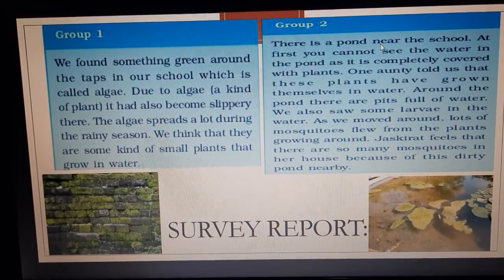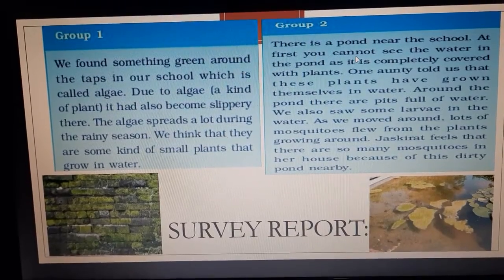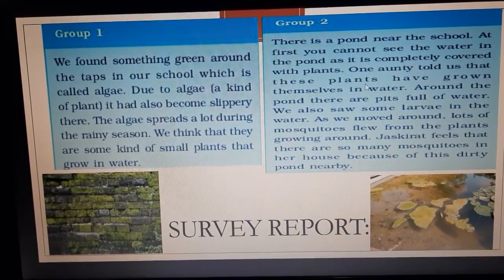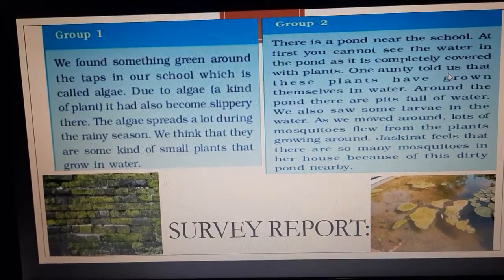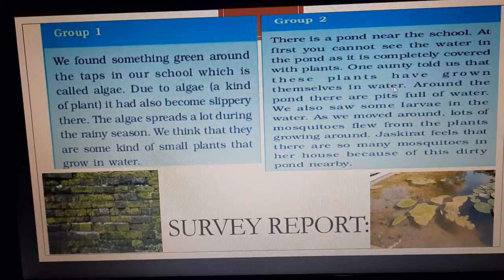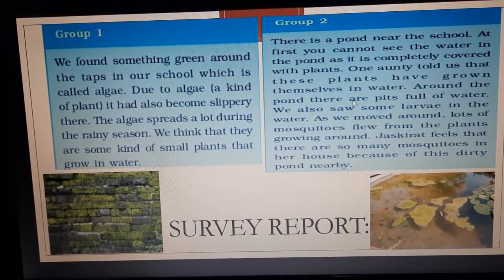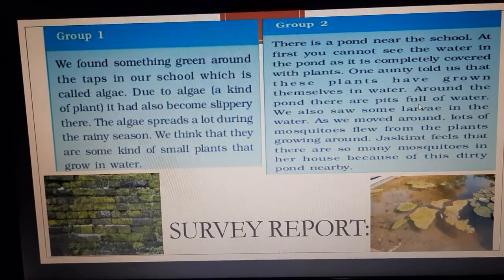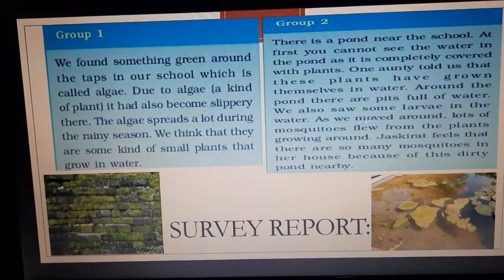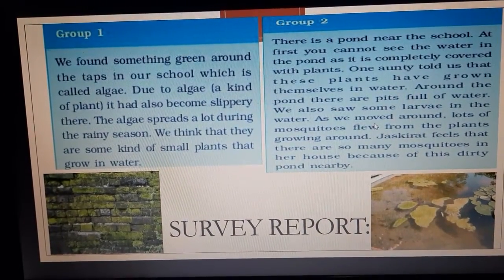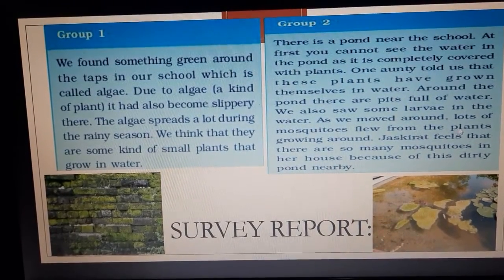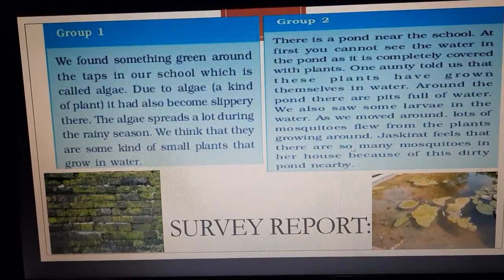There is a pond near the school. At first, you cannot see the water in the pond as it is completely covered with plants. One auntie told us that these plants have grown themselves in water. Around the pond, there are pits full of water. We also saw some larvae in the water. As we moved around, lots of mosquitoes flew from the plants growing around.